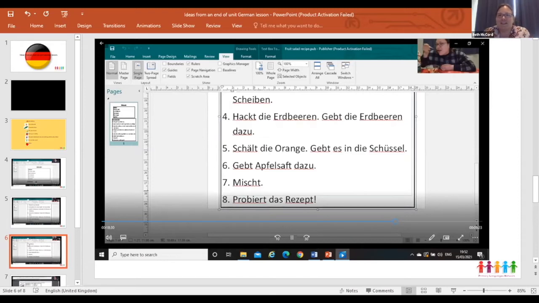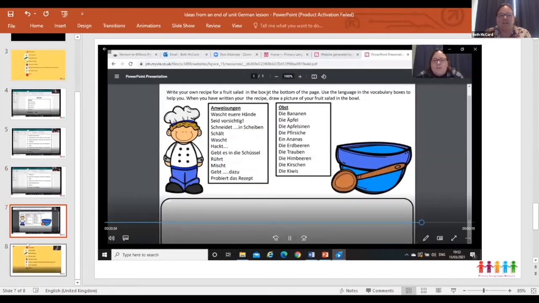So then I obviously did say at that point that there was no need for them to go and raid the parents' fridge and steal all the fruit in the house. I suggested that if they did want to make it, that would be wonderful, but they did need to get an adult's permission. The actual task that I set them was to write their own recipe for a fruit salad using the word bank that you can see here.